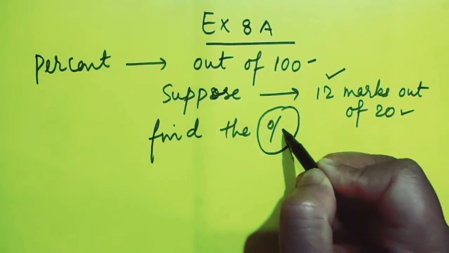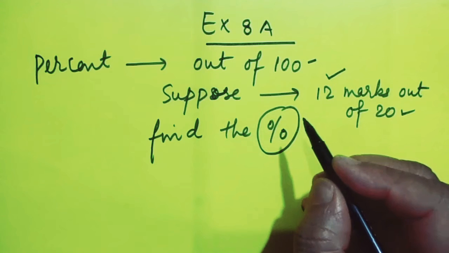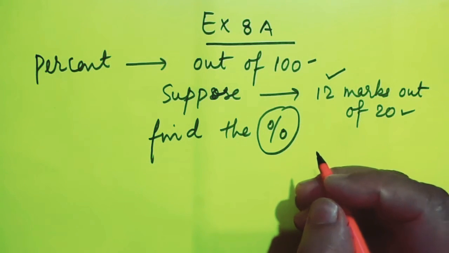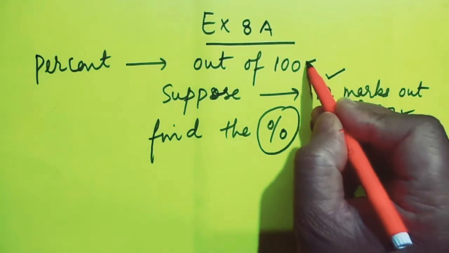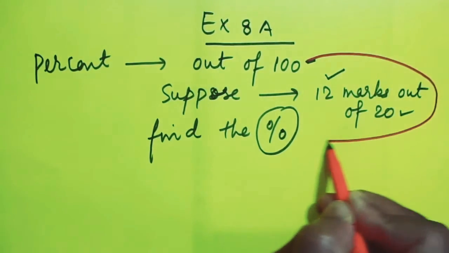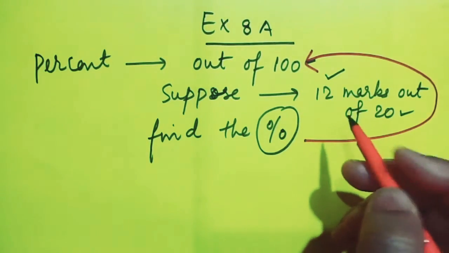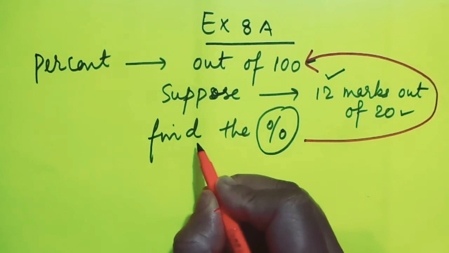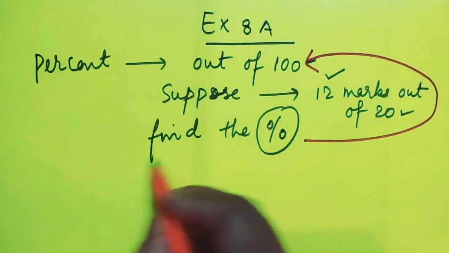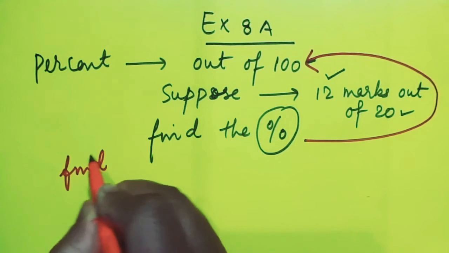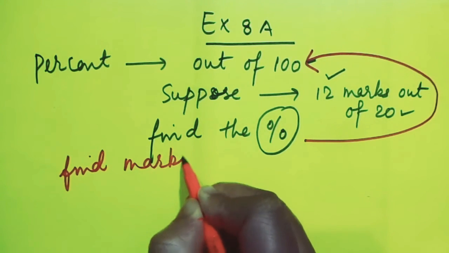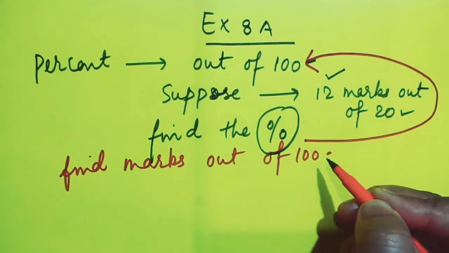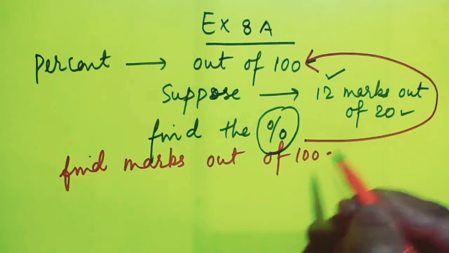Remember, this is the sign of percentage. So percentage here means out of 100. Percentage means out of 100, means find the percentage of marks obtained, means find the marks obtained out of 100. Okay, so how do we solve this? Okay, let us check this out.